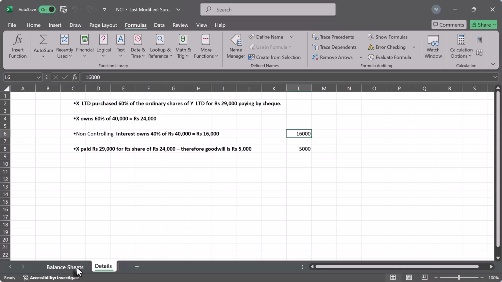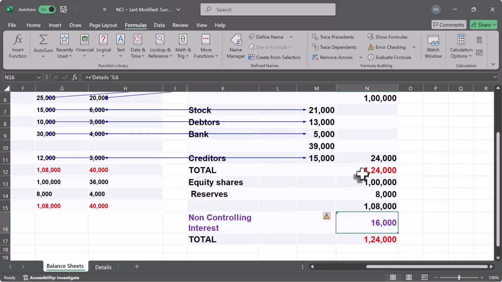1,24,000 of assets, 1,24,000 of liabilities. Is that okay? So to balance it, we have to show non-controlling interest, because all the assets and liabilities have been merged as if X Limited owns everything of Y, but it is not so. So that means there is some liability towards the non-controlling interest which needs to be shown in the balance sheet to match it, and show the proper figure.